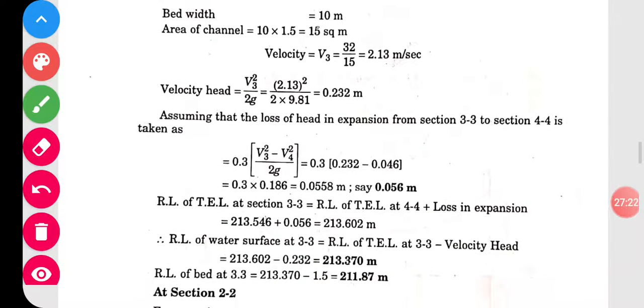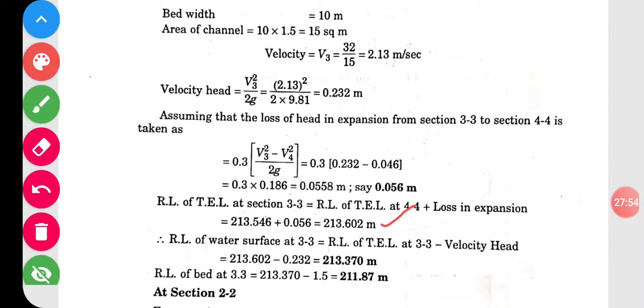Now we will see what is the RL of total energy level. So by using that we have calculated the RL of total energy level. The RL of total energy is calculated by this formula: RL of total energy level at 4-4 plus loss in expansion. So that is being done. Here it is the RL of total energy level at 4 plus loss of expansion. So that will be calculated, and here the 213 will be the RL.